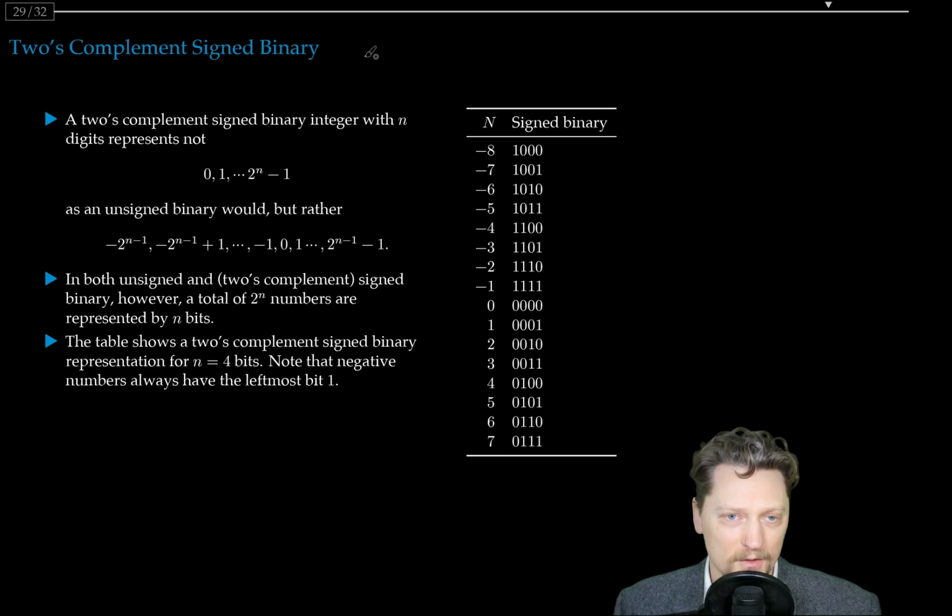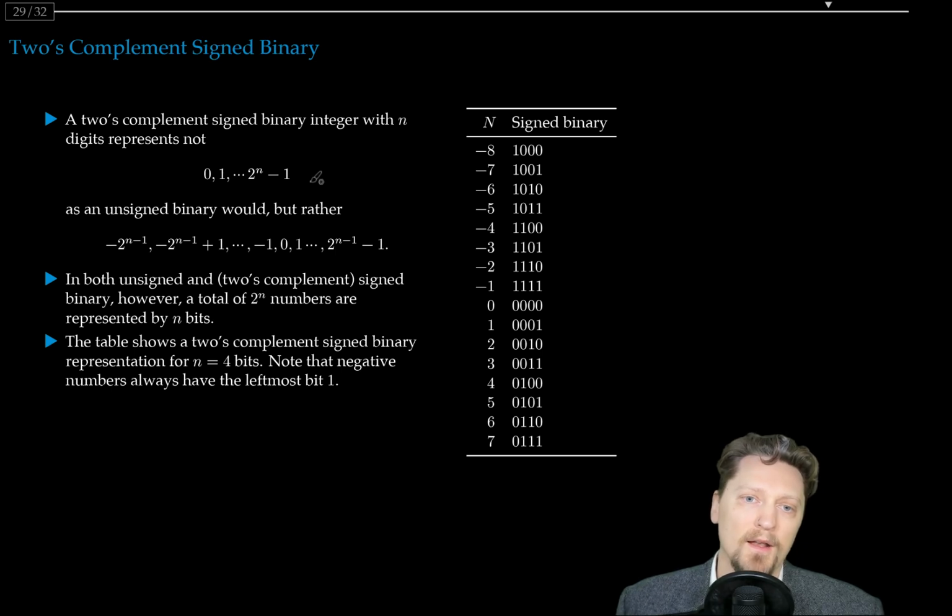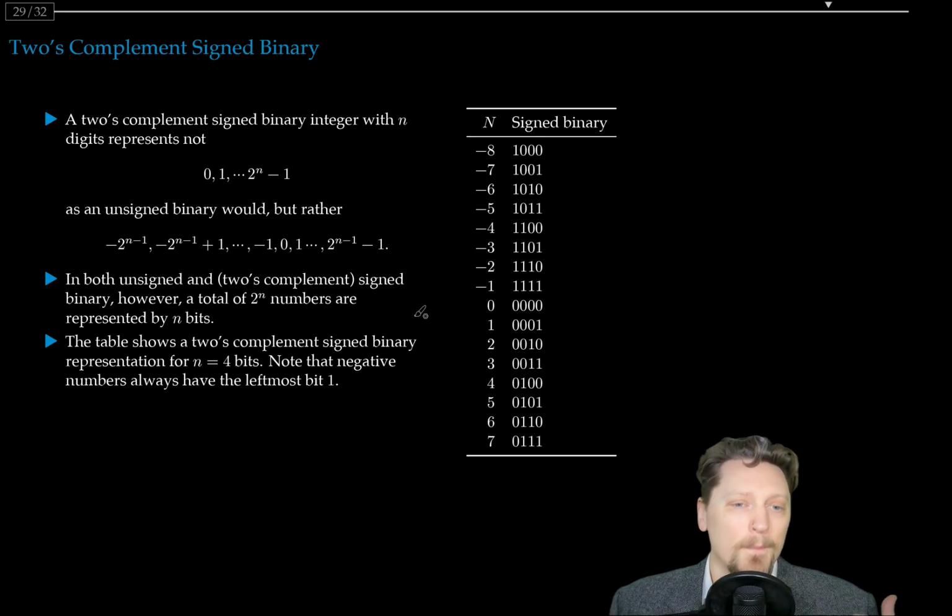So, 2's complement signed binary. A 2's complement signed binary integer with n digits represents not 0 through 2 to the n minus 1, as it would if it was unsigned, but rather negative 2 to the n minus 1 up to 0, and then up to 2 to the n minus 1 minus 1. In both unsigned and 2's complement signed binary, however, a total of 2 to the n numbers are represented by n bits. So either way, you represent the same number of numbers in those n bits. A table shows a 2's complement signed binary representation for n equal 4 bits, or a nibble. Note that negative numbers always have the leftmost bit 1.